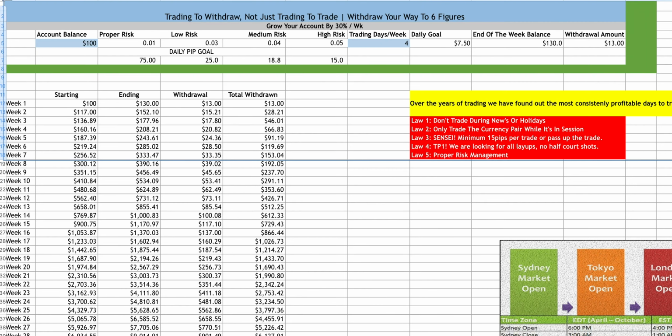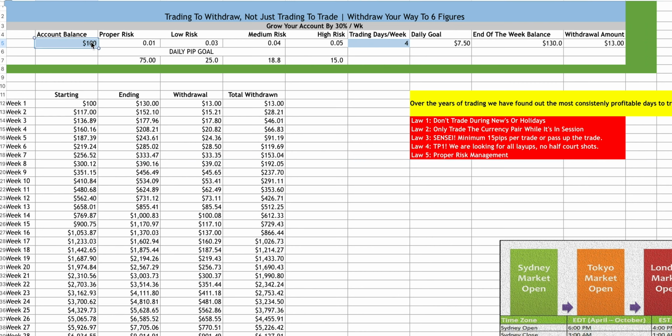Okay, so now let's get into how to withdraw, how much money you should do. So we're going to use different account balances to figure out how much money I'm going to make. So if you're using my strategy that we just went over, you want to aim for 15 to 25 pips based off of your lot size. So let's go over this sheet really quickly.